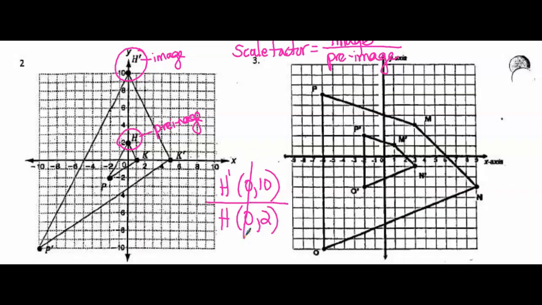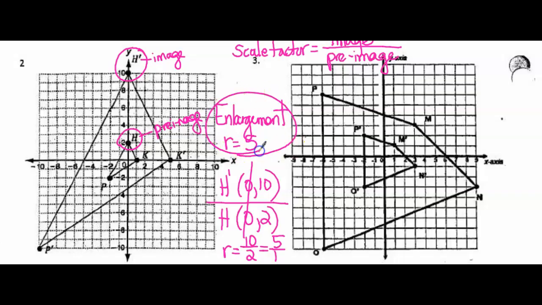You can't use these zeros, but you can use the 10 over the 2. 10 over 2 simplifies to 5 over 1, which is bigger than 1. So you ask yourself, did the image become an enlargement? And you should notice that, yes, the image is bigger than the pre-image. So this is an enlargement because that's what the question asks. And the scale factor is 5 or 5 over 1. So one way to find that is to use the ordered pairs.